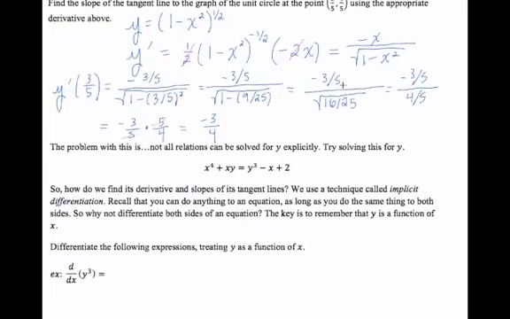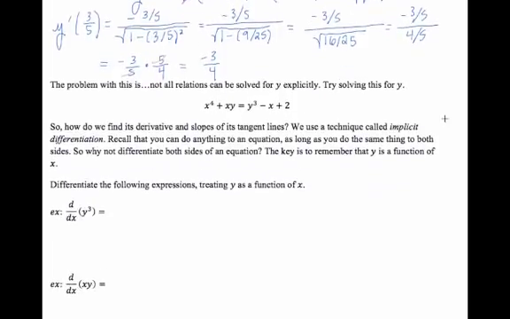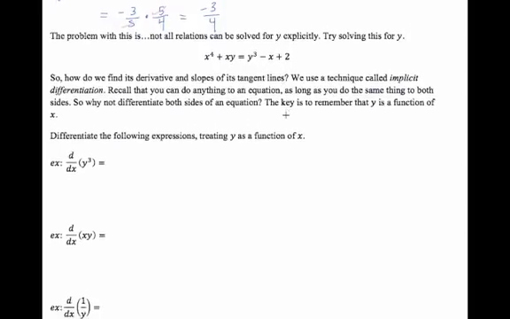Sometimes the functions are just really complex, like this one. There's no way we're going to solve that for y. So instead, to find the slopes of the tangent lines on that graph, even though it's not a function, we can still find the slope of the tangent line, we have to use a new technique called implicit differentiation. So remember, you can do anything to an equation as long as you do the same thing to both sides. So why not differentiate both sides? And the key is to remember that y is a function of x.